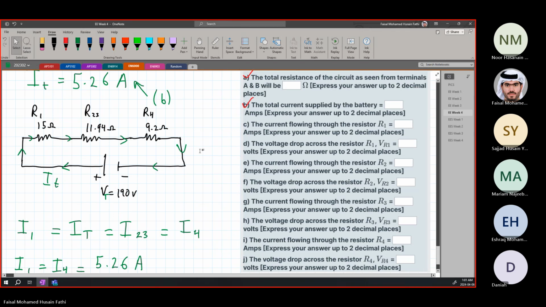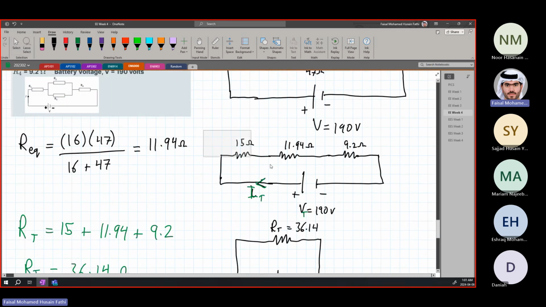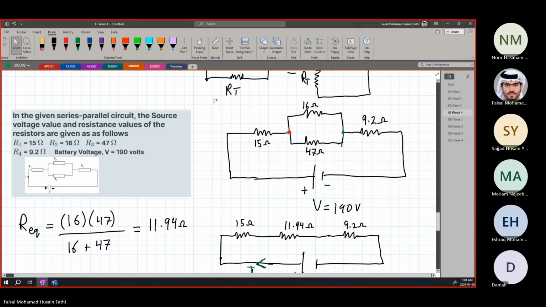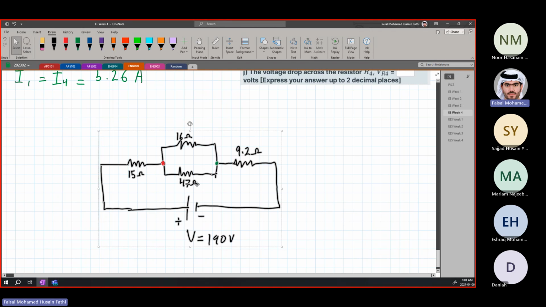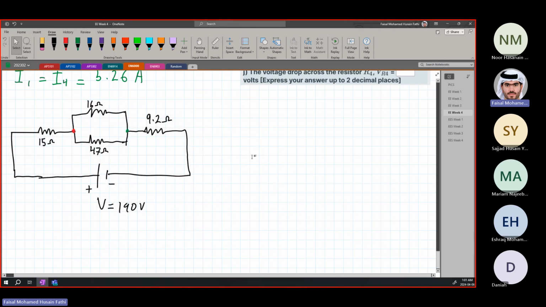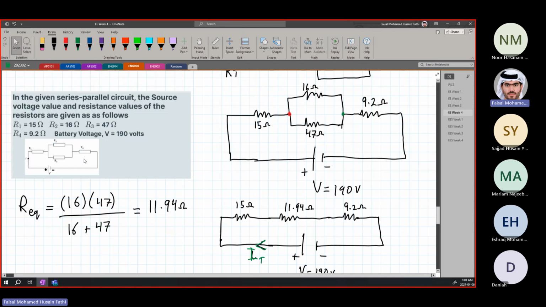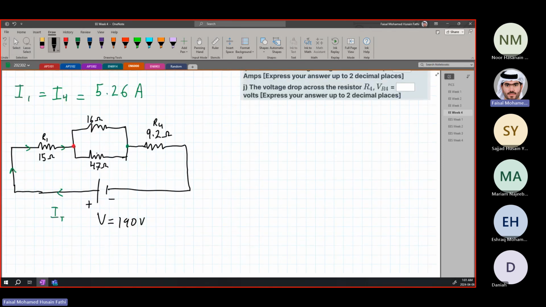Okay? Now, if we look at the original circuit, this circuit over here. Forgive me a bit, the time is passing, but I really want to explain this concept and I will re-explain it next time. If we look at I, this is I total. It's going through here. It's going through this. This is R1. This is R4. This is R2 on top and R3 on the bottom.